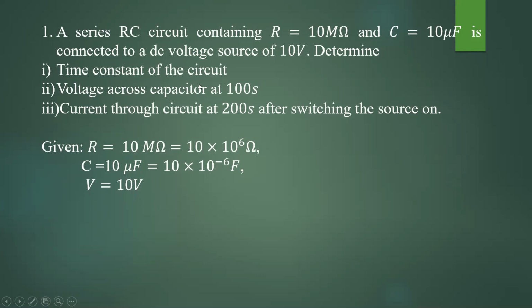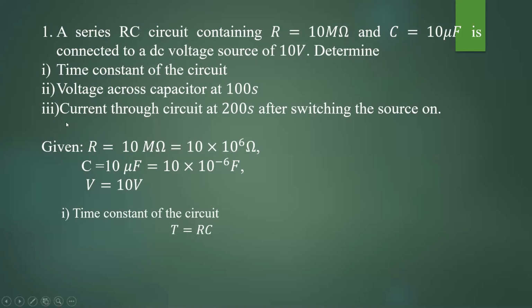First you have to find the time constant of the circuit. What is the expression for time constant? Anyone? In series RC circuit, what is the time constant? T is equal to R into C. T is equal to R into C. Good. So first you calculate time constant. So therefore, time constant of the circuit is T is equal to R into C.